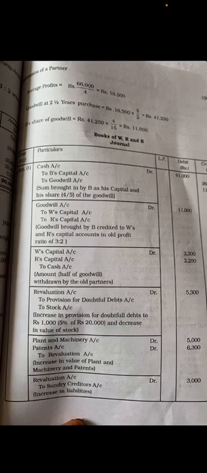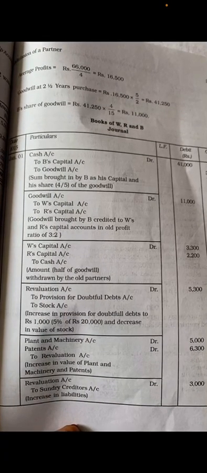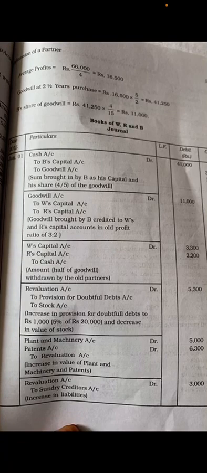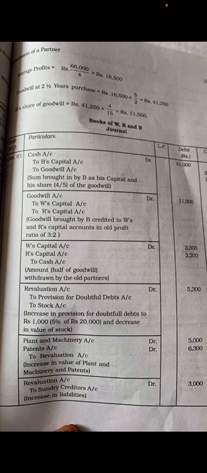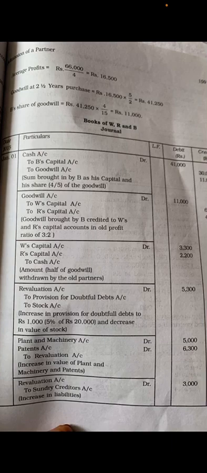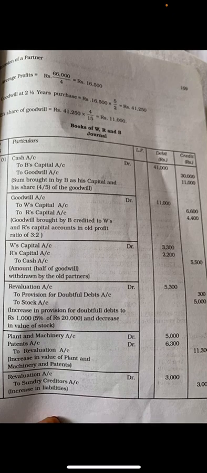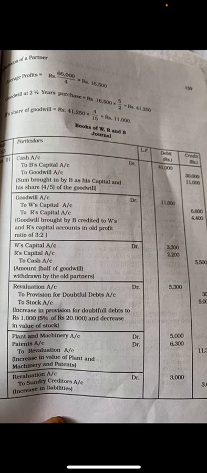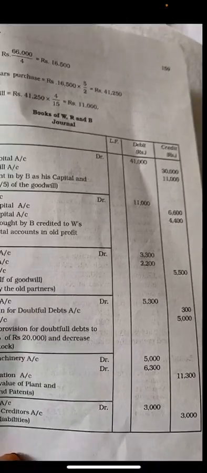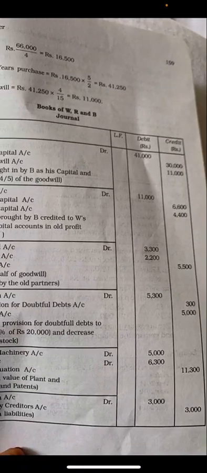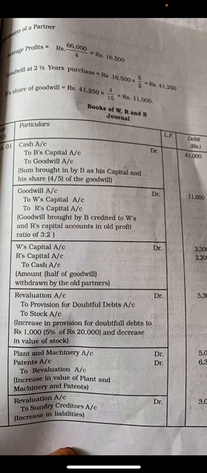Next, goodwill. The goodwill amount will be transferred to the partners' capital accounts. How much is the goodwill amount? 11,000, and that will be transferred to W's capital account and R's capital account in their old ratio. So when you do that, 6,600 will be transferred to W's capital account, and 4,400 will be transferred to R's capital account.